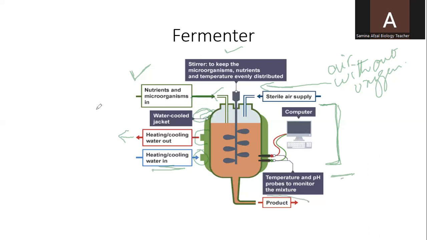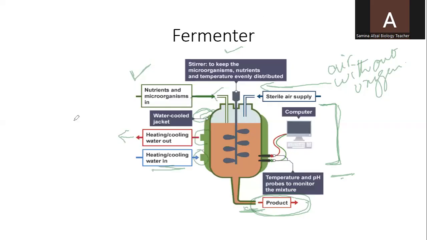So the product is harvested at the point which is at the lowest part of this fermenter. So in this way, the fermenter is used for the process of fermentation.